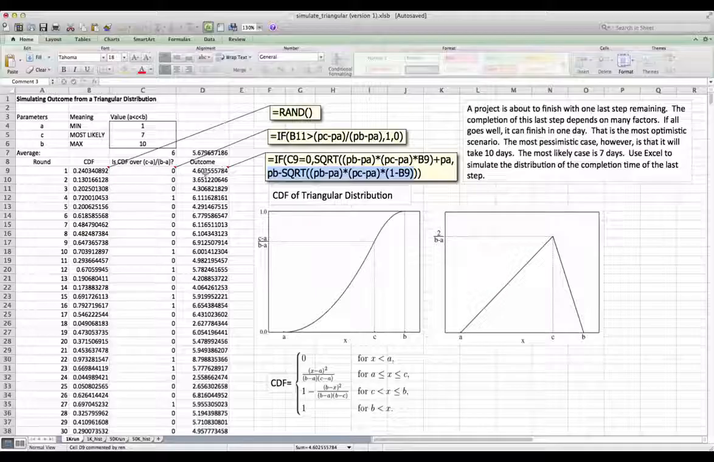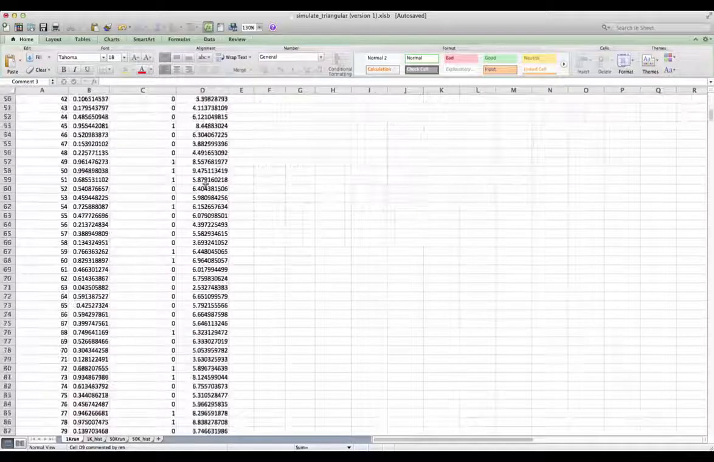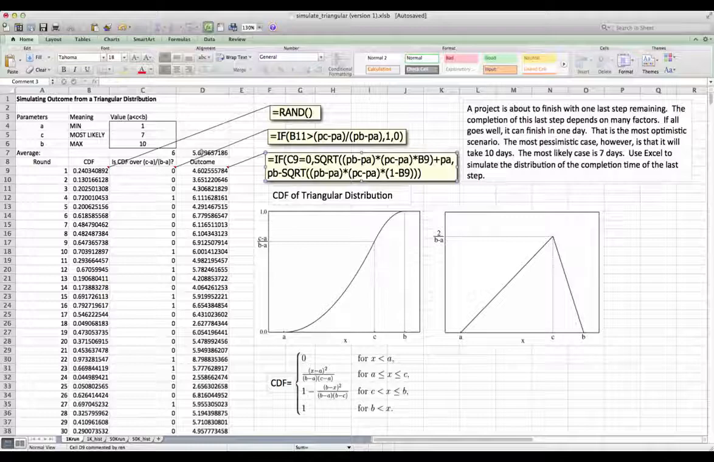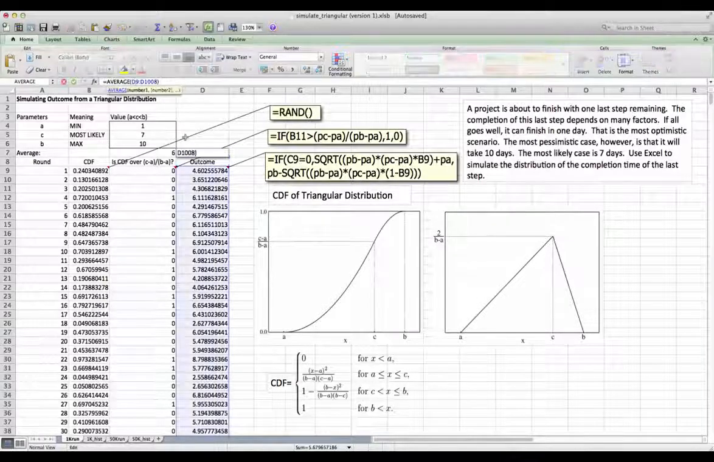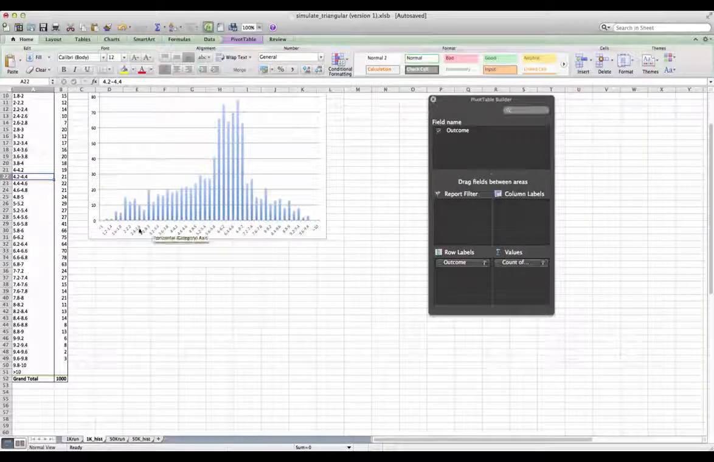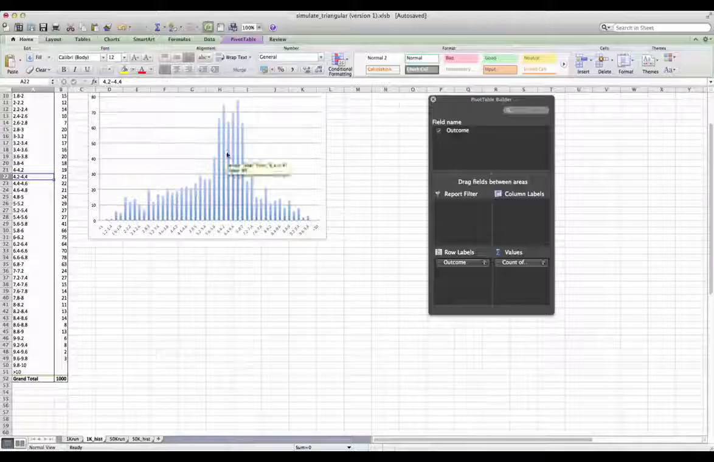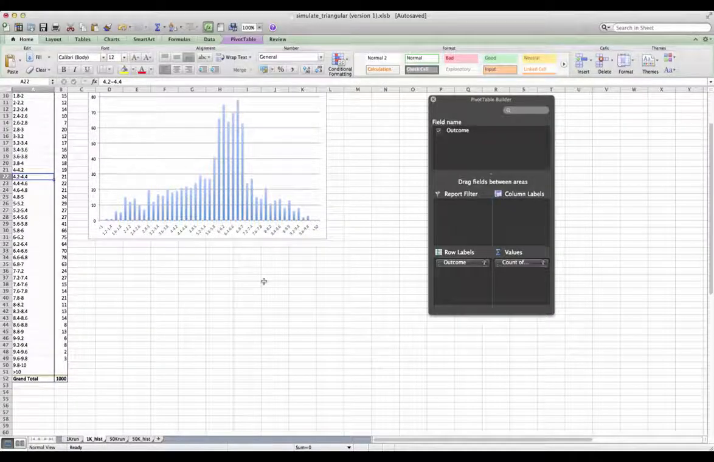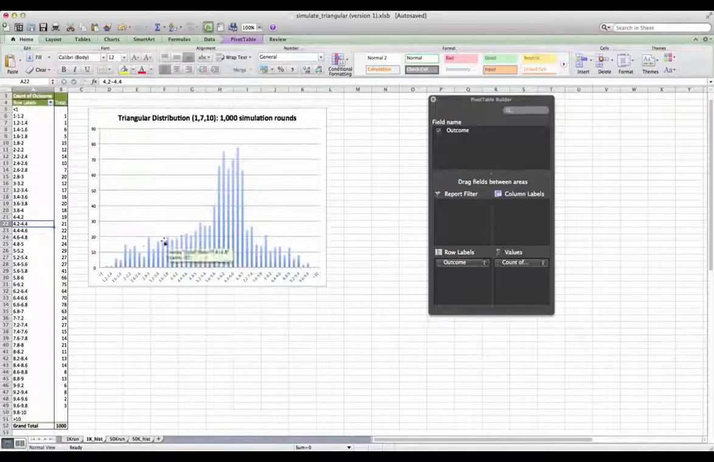Now, I draw 1,000 times, and I took the average of those draws. It turns out to be 5.6, and from the formula, we also know the average should be around 6. Now, I also plotted a histogram based on these 1,000 draws. You can see it is kind of a triangular shape, and due to the inherent noise, it is not very smooth.